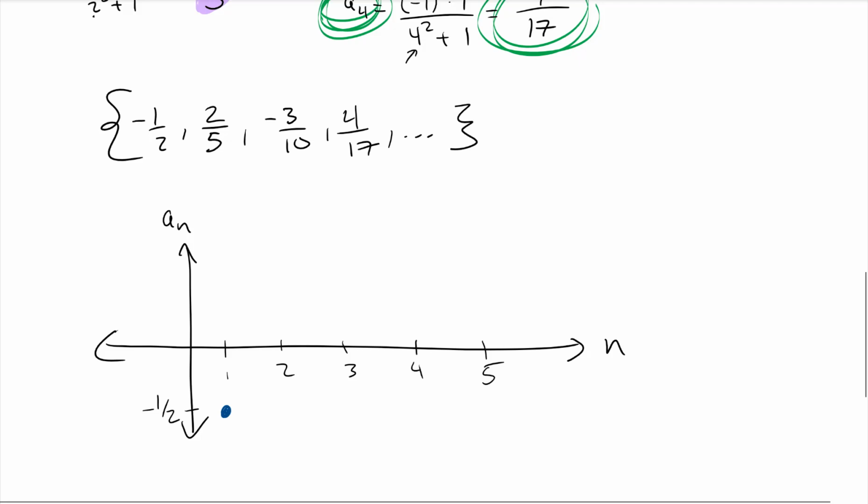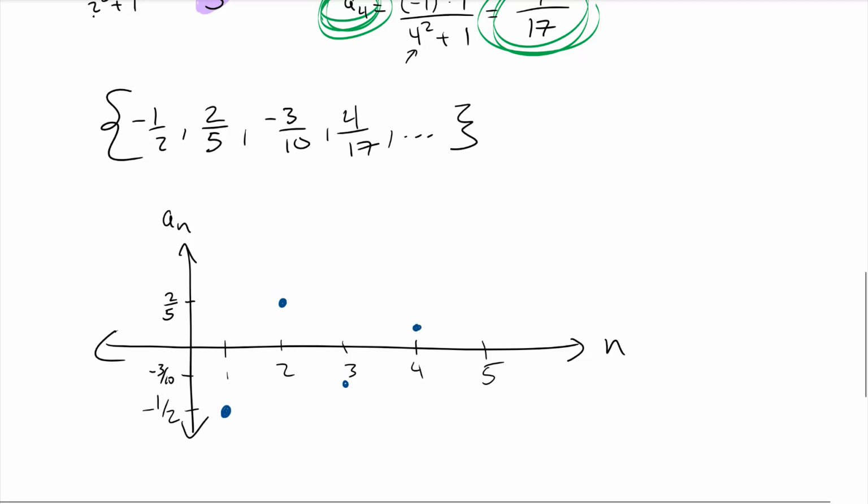At 2, we had 2/5. 2/5, do you know 2/5 is about 0.4? It's actually not about 0.4, it is 0.4, which is smaller than a half. So it's a little closer to the axis. A sub 3, that was -3/10. That's even a little closer to the axis. And then we pop in our next one, we get 4/17.